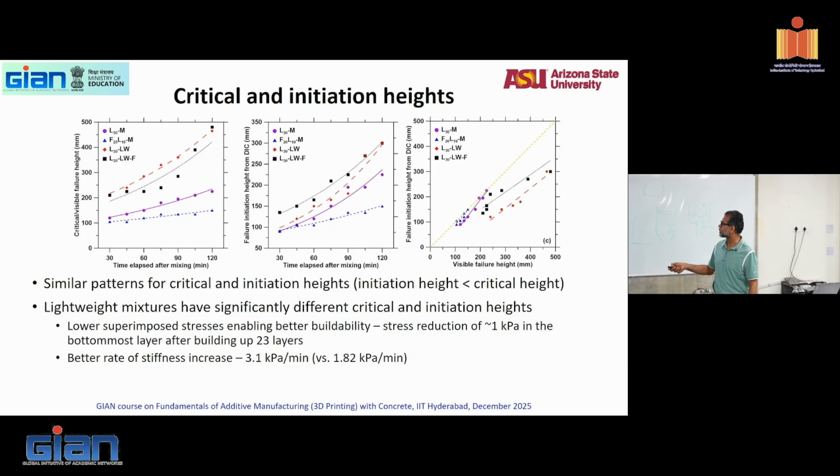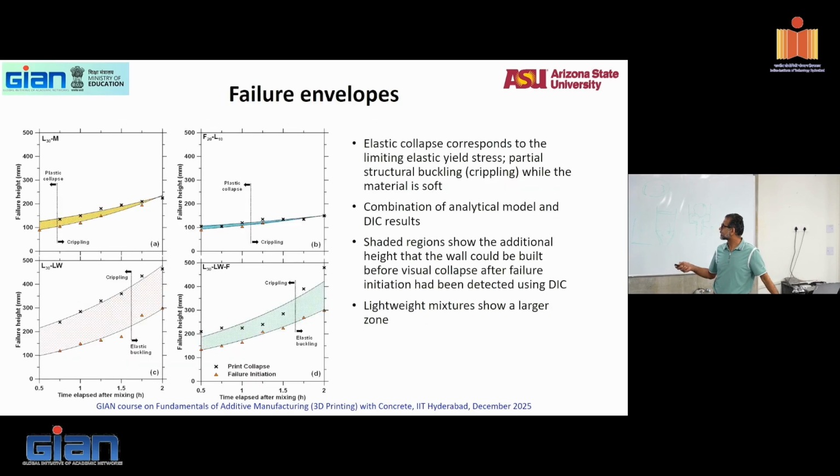Again, we can look at what lightweight mixtures do. Like I said, we have to do lightweight mixtures to reduce the weight so that we can make modular structures and carry them in a truck. So lightweight is important. You can find the rate of stiffness increase. You can see how the stiffness is increasing with time using these values. You can see how the buildability changes with time. You can do all of that.